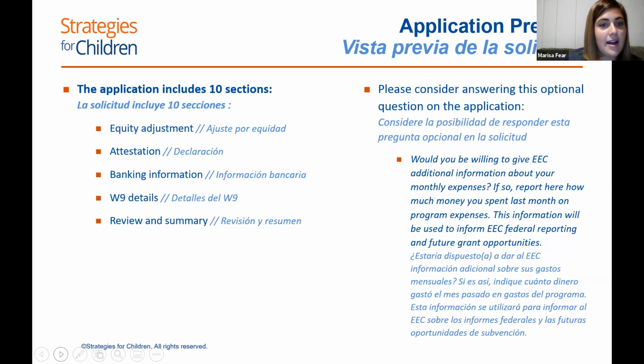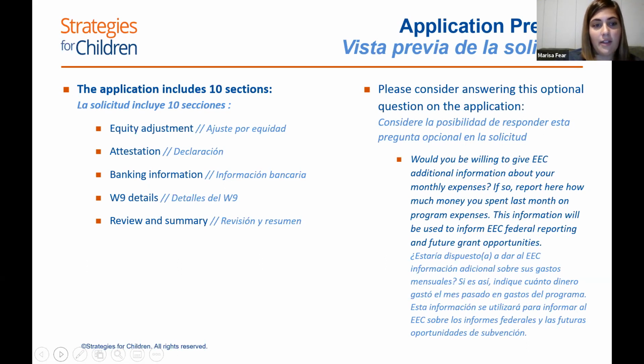And then finally, the next section is attestations. This is again where it includes the allowable expenses and the allowable uses for the funds, so what you can spend this money on. And then there's 3 attestations that are required by the federal government for the department to share in this application. And then it'll have your banking information and the W-9. So this is where you'll select whether you want to be paid by mail or by electronic transfer. And then you go in, you enter your W-9 information.